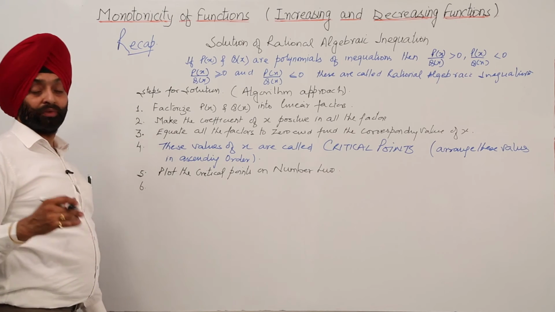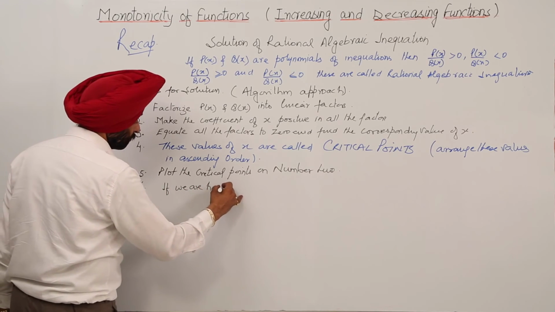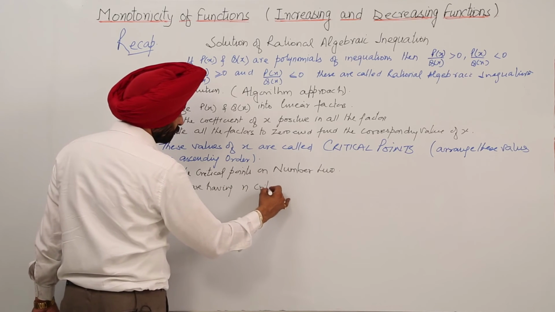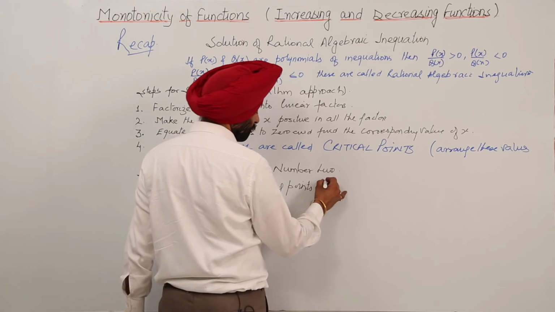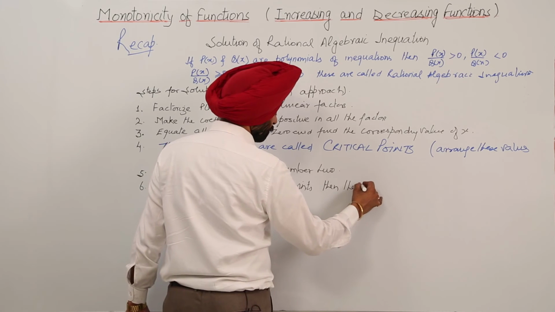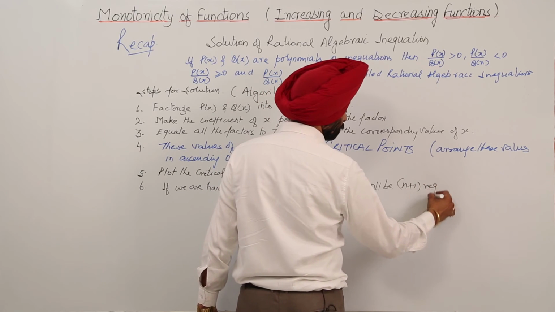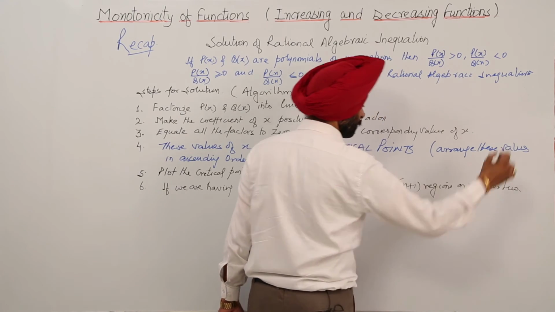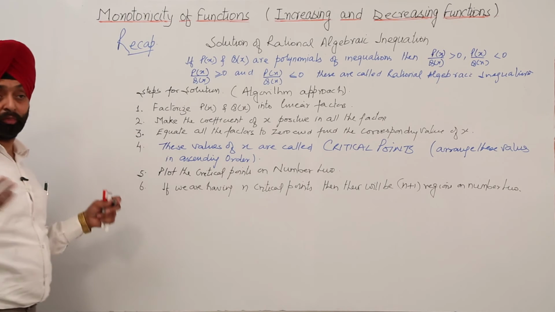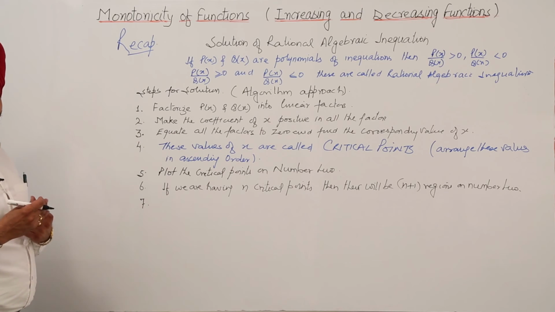Number 6. Suppose we have n critical points, then there will be n plus 1 regions on the number line. If we have 2 points, then we will have 3 regions. If we have 4 points, we will have 5 regions. Number 7. So if we have n critical points, there will be n plus 1 regions on the number line.